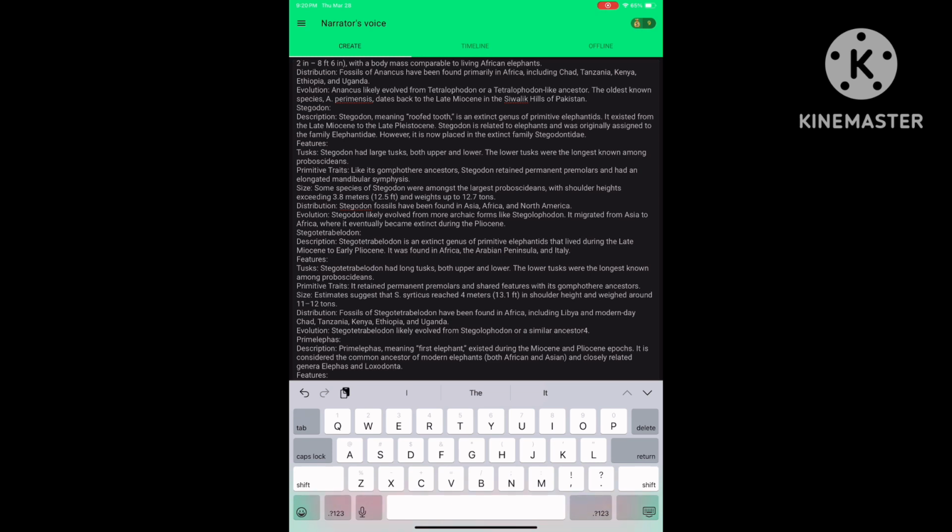Features. Tusks. Stegodon had large tusks, both upper and lower. The lower tusks were the longest known among proboscideans. Primitive traits. Like its ancestors, Stegodon retained permanent premolars and had an elongated mandibular symphysis. Size. Some species of Stegodon were amongst the largest proboscideans, with shoulder heights exceeding 3.8 meters, 12.5 ft, and weights up to 12.7 tons. Distribution.